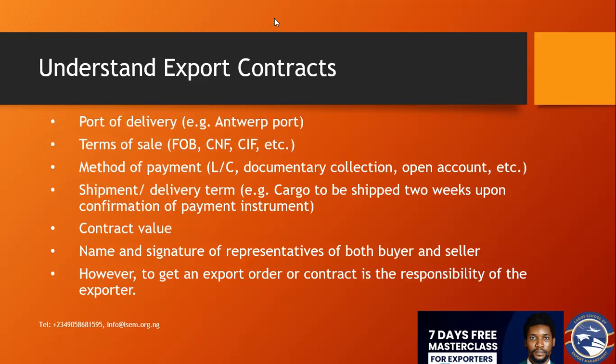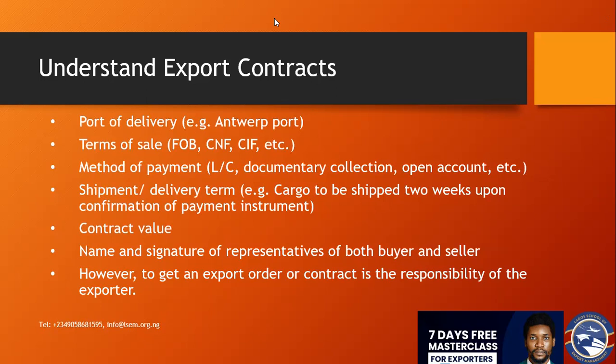So the port of delivery, e.g. Antwerp port, it has to be stated out. The loading port, it has to be stated out in your export contract. The terms of sale, that is the Incoterm, if it is FOB, if it is cost and freight or cost insurance and freight. The method of payment must be stated on your export contract.